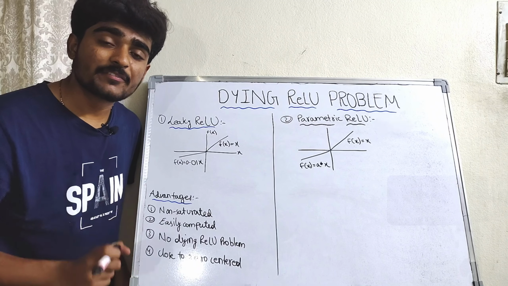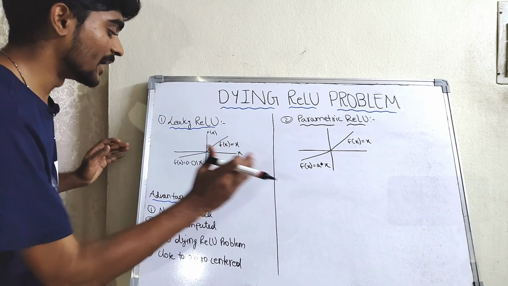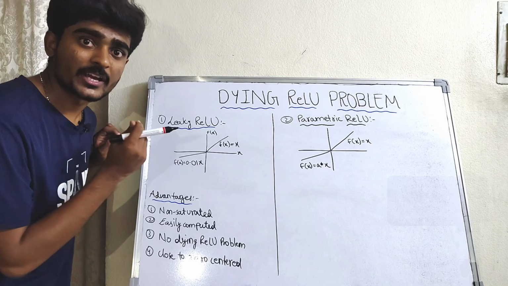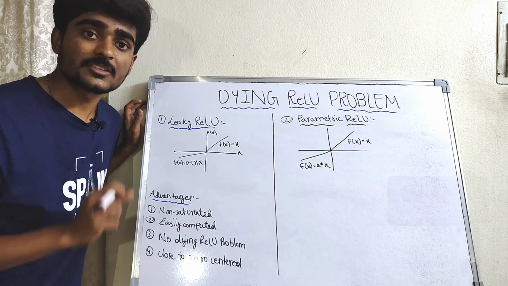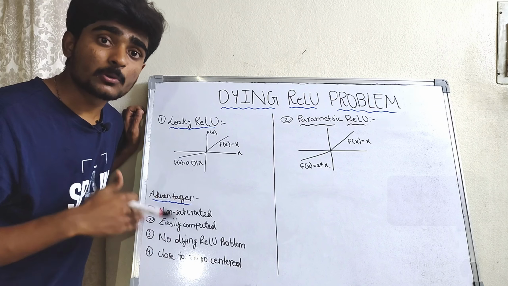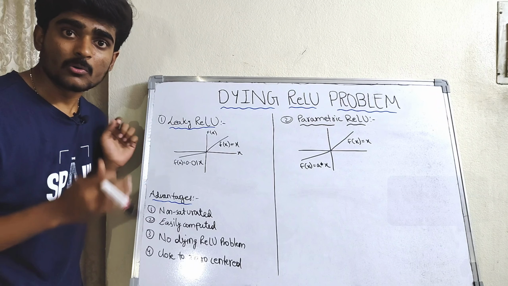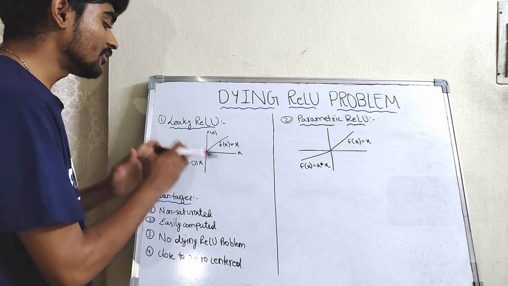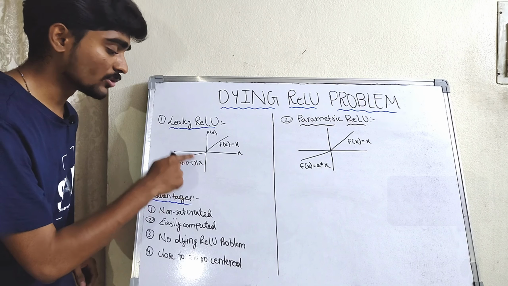Now let us discuss different variants of ReLU activation function in detail. Among them the first activation function is Leaky ReLU. This is the graph of Leaky ReLU activation function. It is the same as ReLU activation function, but on the negative side there exists a value of the activation function. In ReLU activation function, when the z value is negative, the output is 0. Whereas in leaky ReLU, when the z value is negative, the output is 0.01 into z.